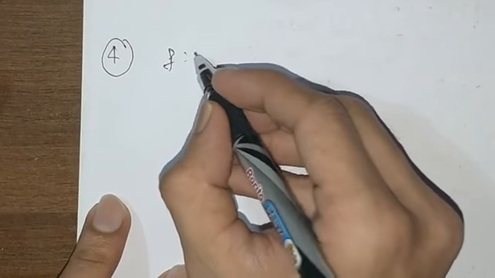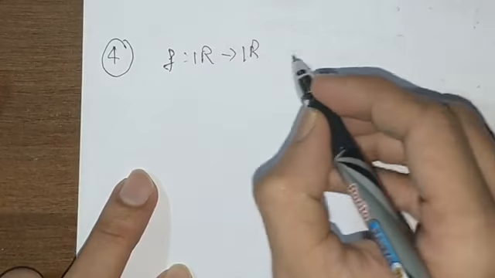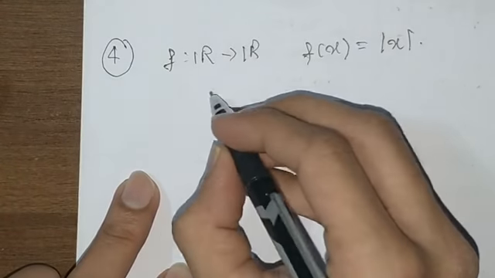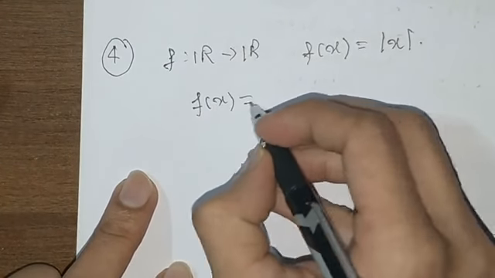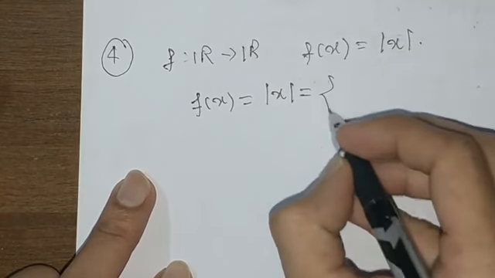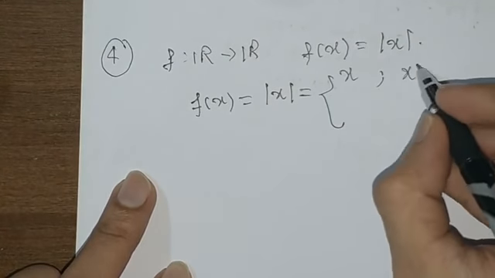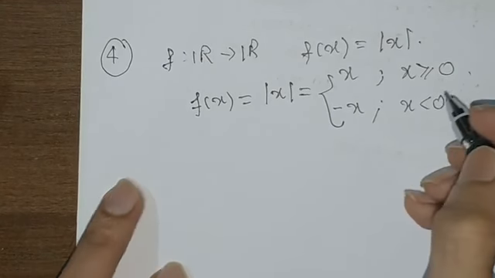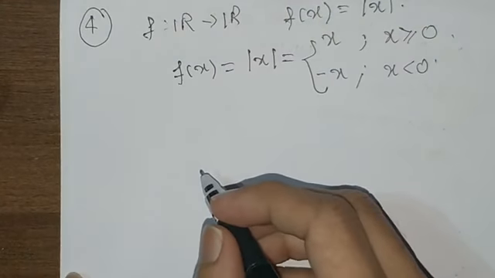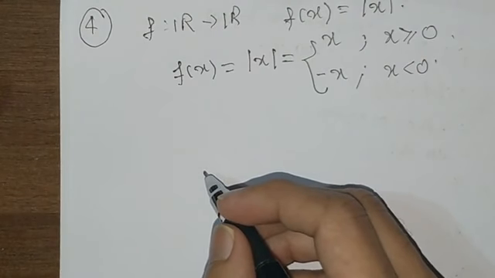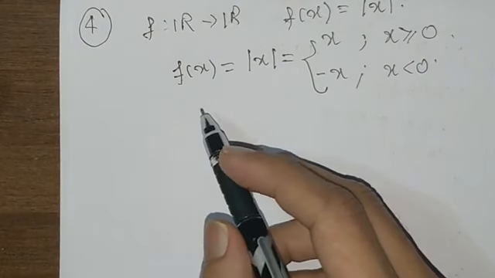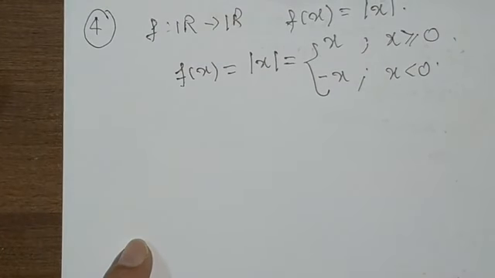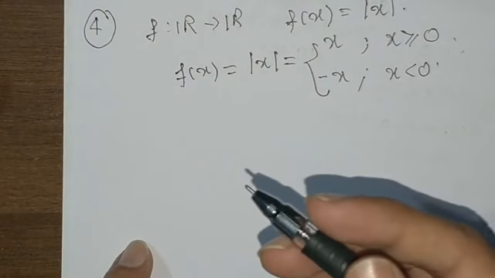So you have a function f from R to R, which is defined by f(x) is equal to modulus of x. Now if you look at the function f(x), which is the modulus of x, it is nothing but x if x is greater than or equal to 0 and minus x if x is less than 0. So this is the function which you have. Now we have to show that this function f is neither onto nor 1-1.